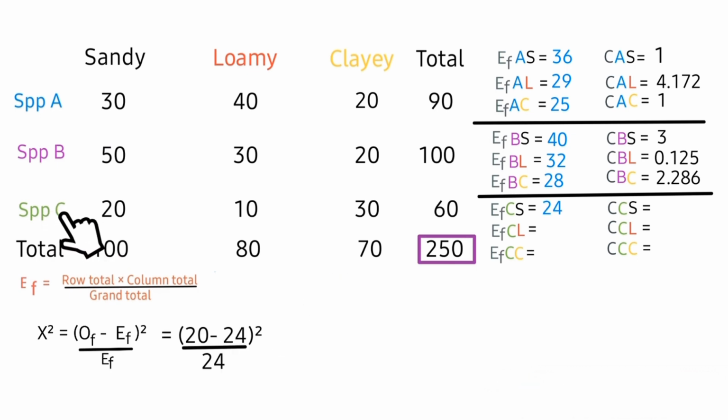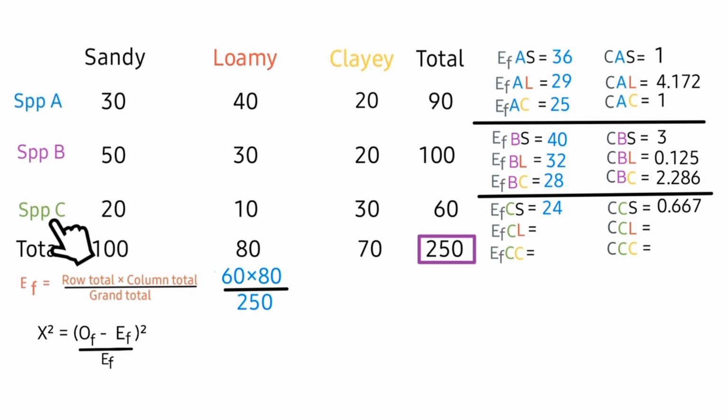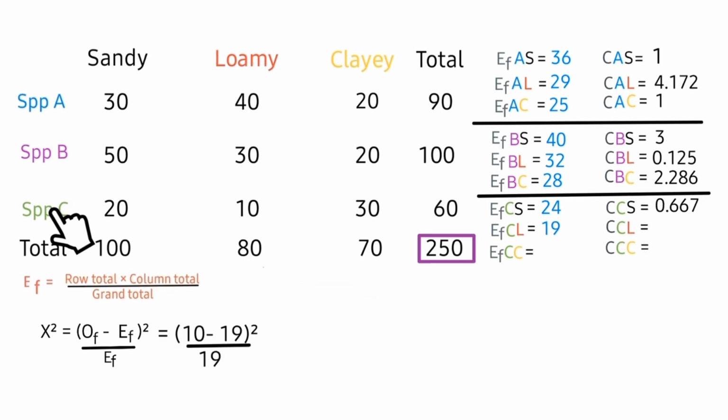Contribution to chi for species C and sandy soil: the observed frequency is 20 minus the expected frequency being 24, all squared, divided by the expected frequency. Expected frequency for species C and loamy soil: we have 60 as the row total times the column total divided by the grand total. Rounding it off, we have 19. Contribution to chi for species C and loamy soil: we have 10 as the observed frequency minus the expected frequency being 19, all squared, divided by 19.